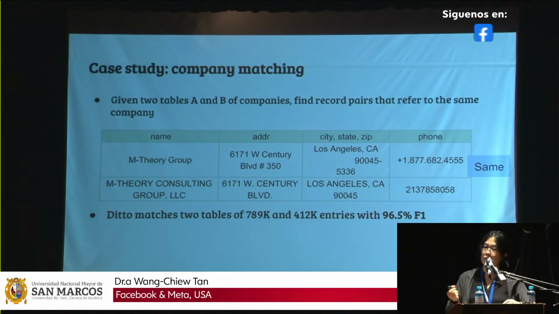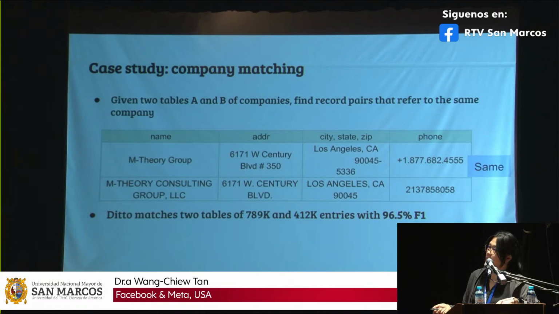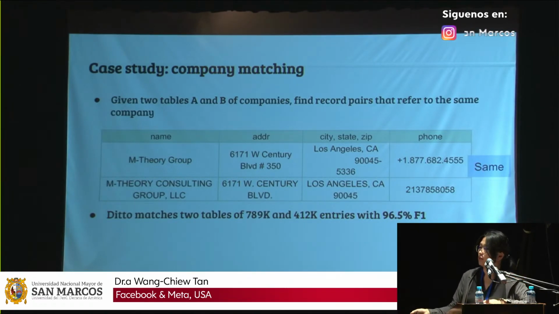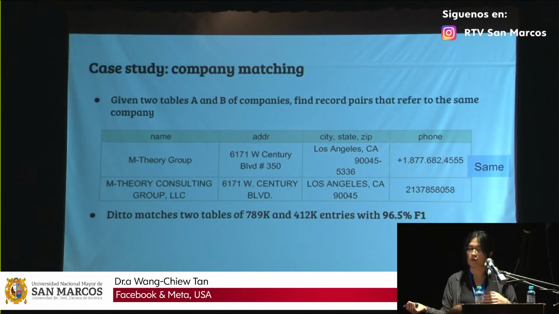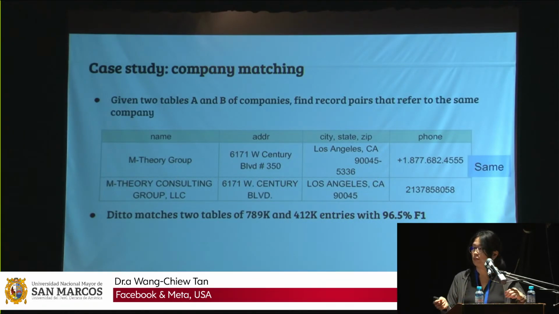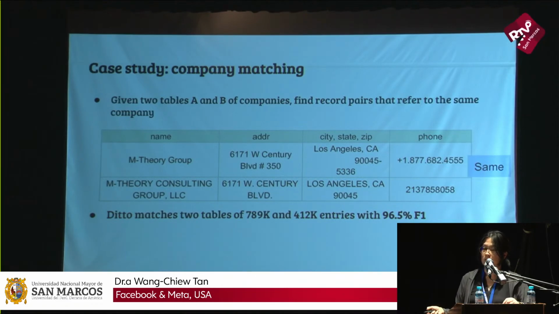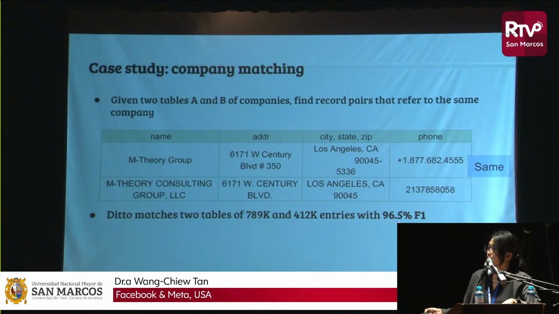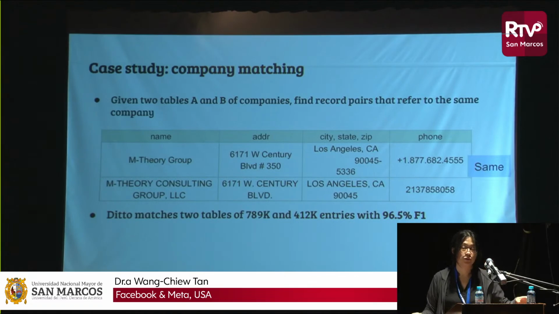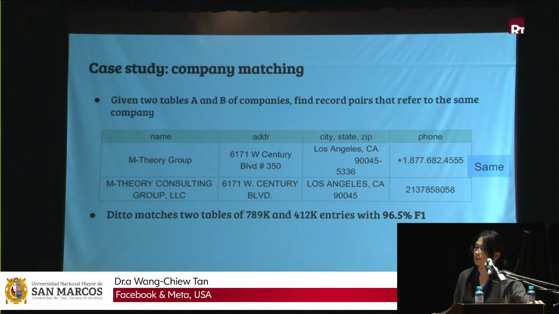And for the case study with our internal company data set at that time, this was really nice because it really stresses the Ditto system. We have 789K tuples, records in one table, and more than 400,000 entries in another table. So this was a lot in the Cartesian product, and we really had to implement the blocking technique just to run the Ditto part. And for that, we have a 96.5 F1 score. So this was really promising for matching company records.